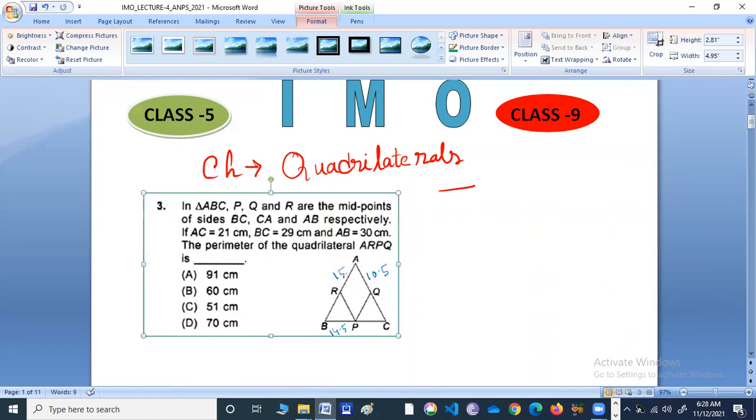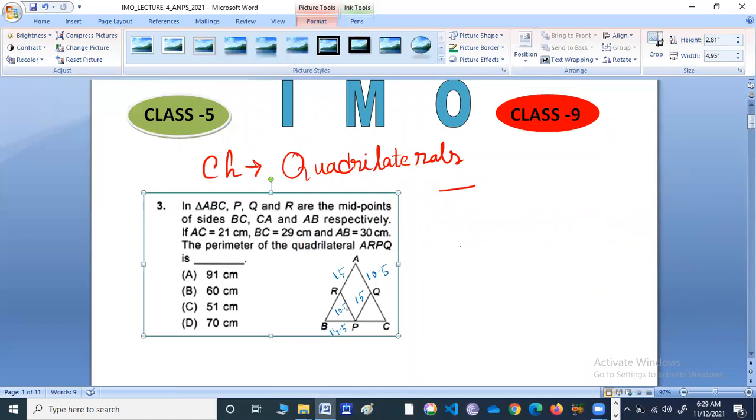The perimeter of the quadrilateral ARPQ is very easy. ARPQ: this is 15, this is 10.5, and these two are unknown. So we know that in a triangle, the line joining the midpoints of two sides is parallel to the third and equal to half of it. Now PQ will be equal to half of AB. So AB is 30, so PQ will be 15. By similar argument, this is also 10.5.